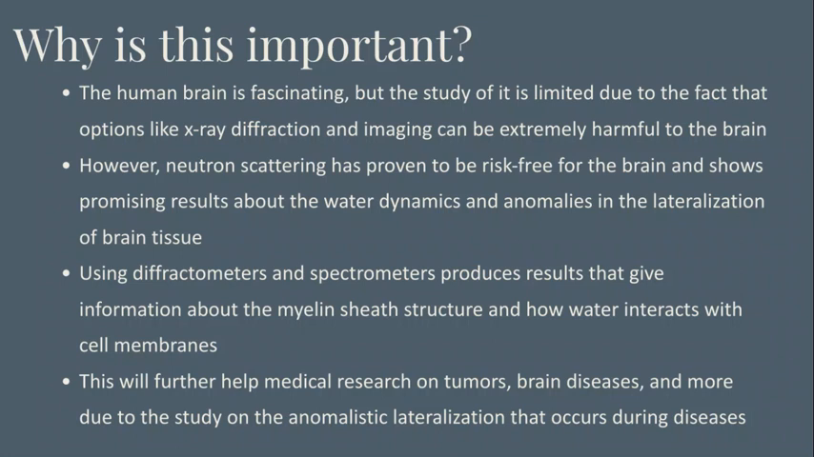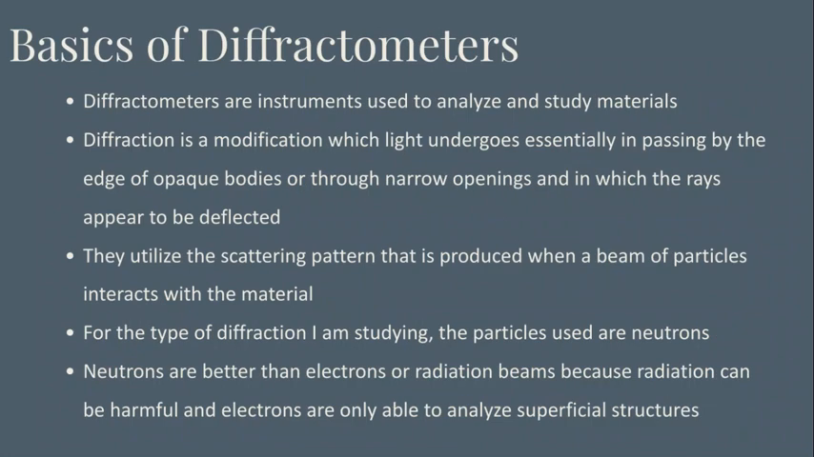The neutron scattering process uses a 3-axis spectrometer and a diffractometer. It produced results that give information about the myelin sheath structure and how water interacts with cell membranes. This will further help medical research on tumors, brain diseases, and more due to the study on anomalistic lateralization that occurs during diseases. Now I'm going to explain what the basics of diffractometers are.